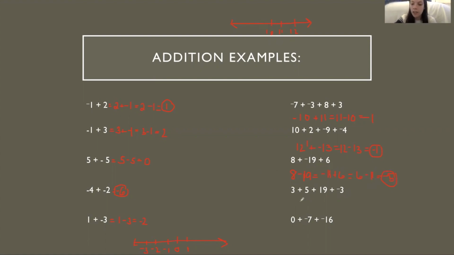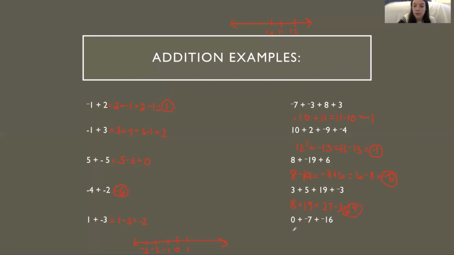Okay, for here, the answer is going to be positive. 3 plus 5 plus 19 is bigger than negative 3. Just by looking at it, you can tell. So we're going to start off. 3 plus 5 is 8, plus 19 is 19, 20, 21, 22, 23, 24, 25, 26, 27. And then that's going to be plus negative 3, which is minus 3. So we get 24. Positive 24, as we predicted.